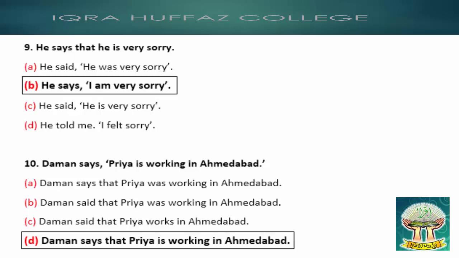He says, I am very sorry. Sentence number 10. The man says, Priya is working in Ahmedabad. Again, the same situation here. The reporting verb says is present. So we don't make any change in the tense of the reported speech. So the sentence as an answer would come as Priya is working. So wherever Priya is working is given out of all four options, that would be correct. And you can see option number D is correct. The man says that Priya is working in Ahmedabad.